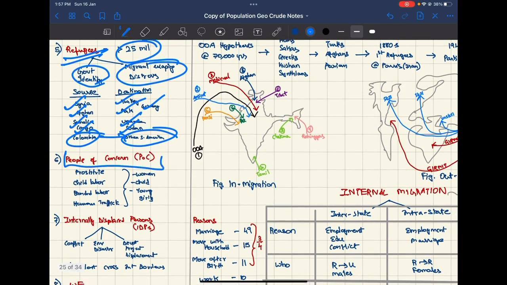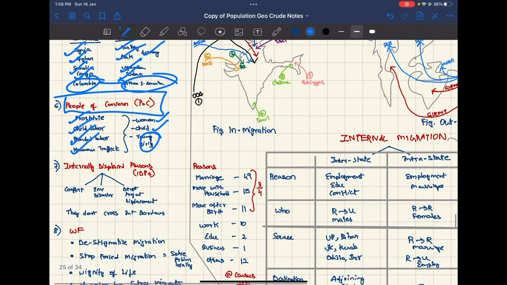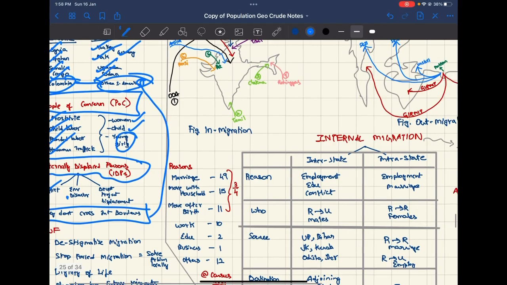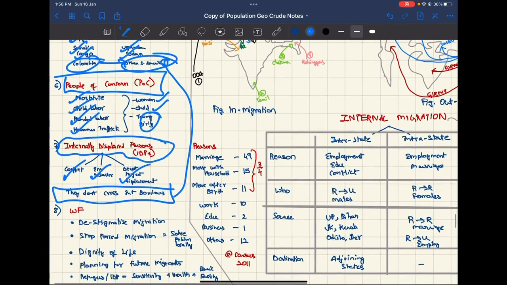Now, there are a few people called people of concern, who are prostitutes, child labor, bonded labor, and victims of human trafficking. Mostly they are women, children, and young girls. And now, internally displaced persons: they do not cross international boundaries. Everything else is the same as for refugees. They may be escaping conflict, environmental disaster, or a development project like a dam.